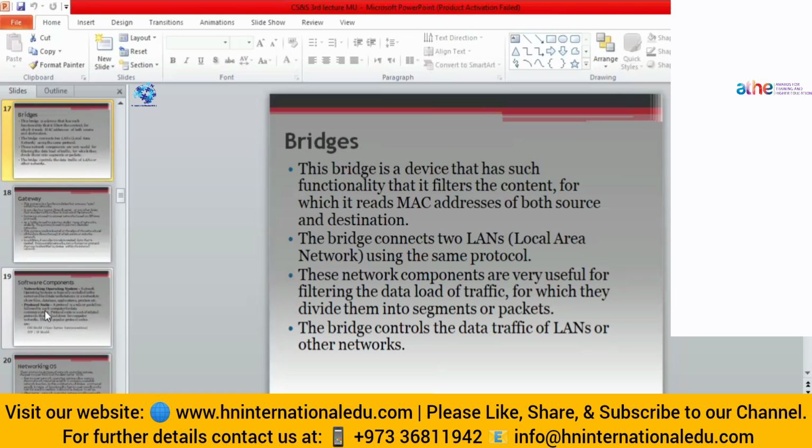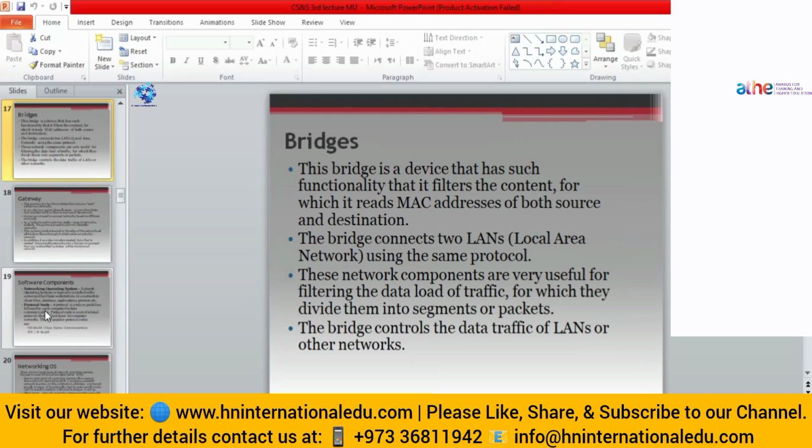As we discussed, the other switch and the router can only read the IP addresses, or the virtual addresses, or addresses that are not permanent. MAC addresses are the hardware addresses. So these are the permanent addresses, and bridges can identify the MAC addresses. So the bridge connects two LANs using the same protocol. Protocol means a set of rules. We will discuss the protocol in the software components.